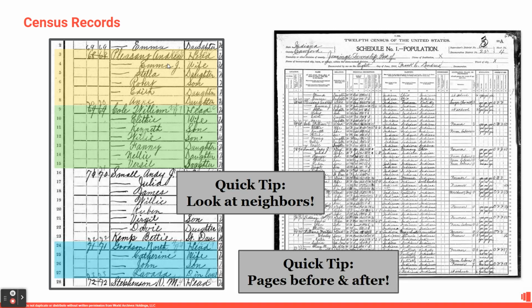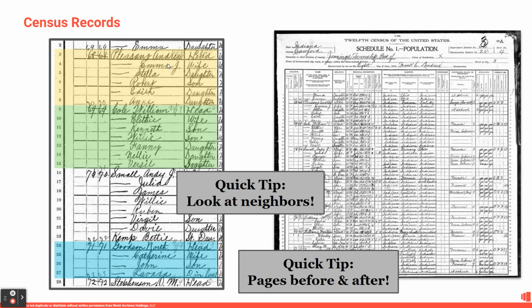And I could have stopped there and not paid attention to anything else that was on that page. And by doing that, I would have missed a lot of information. So, quick tip number one, look at the neighbors. Look at the people that are on that page with the family that you are looking at and see what kind of other people are popping up.